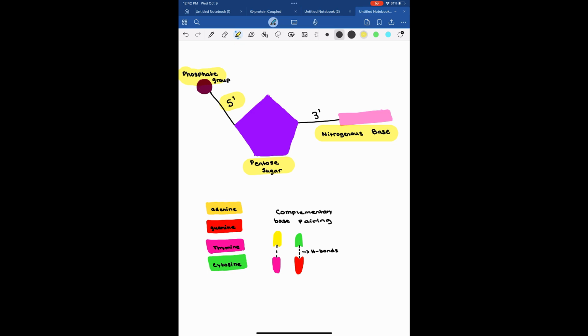Phosphate groups are connected to the 5' carbon of the deoxyribose sugar and form part of the phosphate sugar backbone. Covalent bonds, called phosphodiester bonds, form between nucleotides. The nitrogenous bases connect to the 3' carbon of the deoxyribose sugar. There are 4 types of nitrogenous bases: adenine, guanine, thymine, and cytosine.